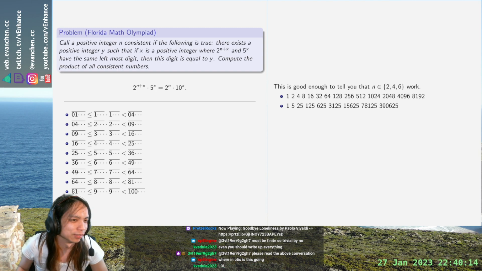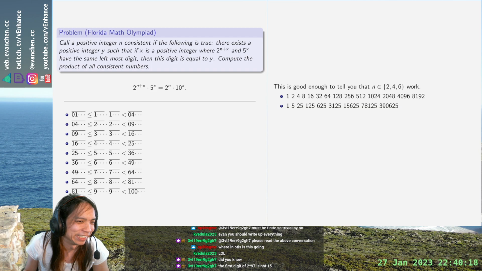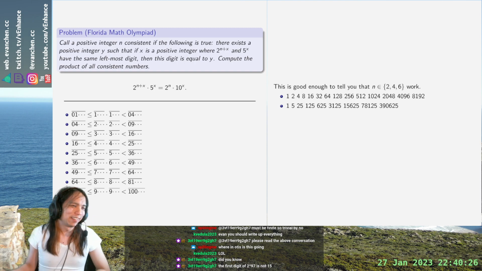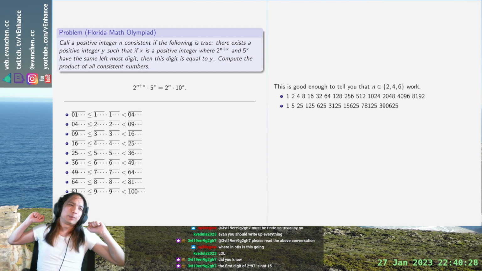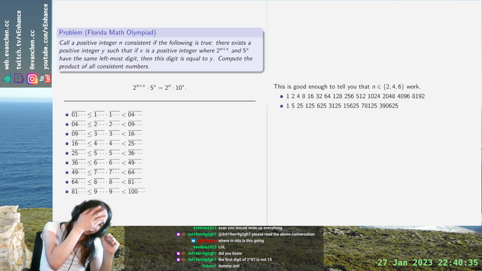Where in Otis is this going? Miscellaneous. I think this is Miss NT. You could maybe argue its size, but I feel like digits are just so ad hoc that it's just a free for all. No, we're not putting this in dummy.